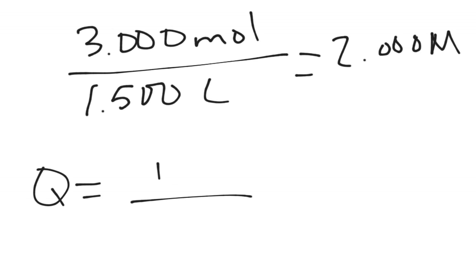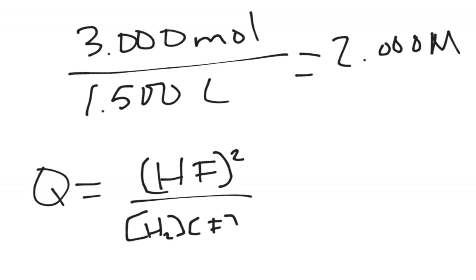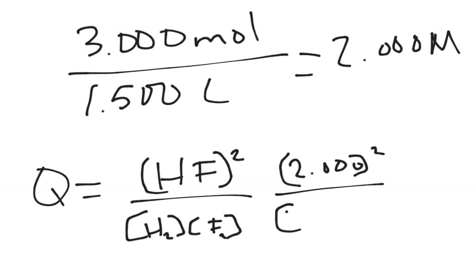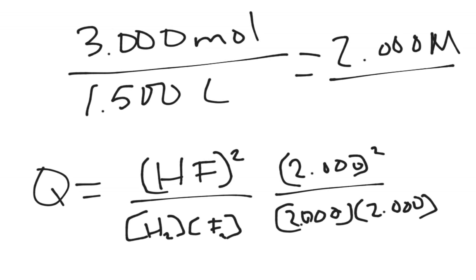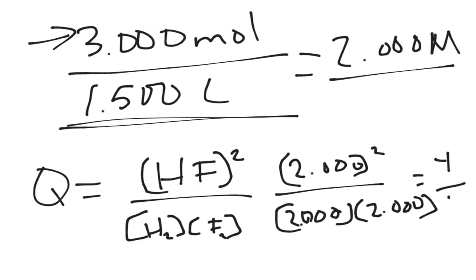But so we're going to go my products, which is my HF squared, right? If you look up at the formula, the coefficient is 2. Over H2, F2, I have 2 molar, and 2 molar. Okay, everything, we said that everything had that concentration because we started out with 3 moles of everything in the same volume. So that's 4 over 4. So Q is equal to 1.